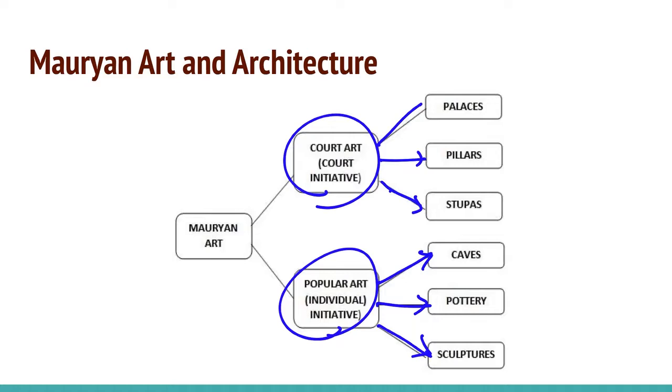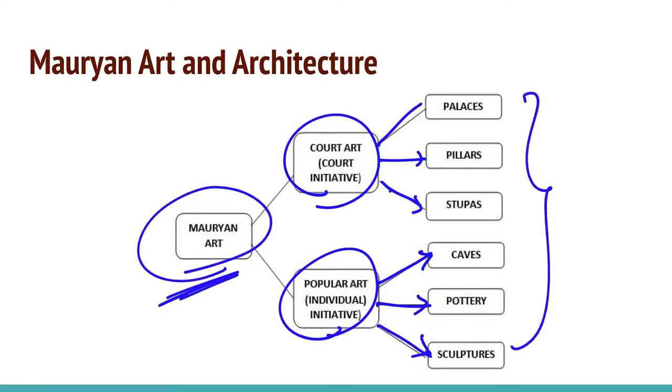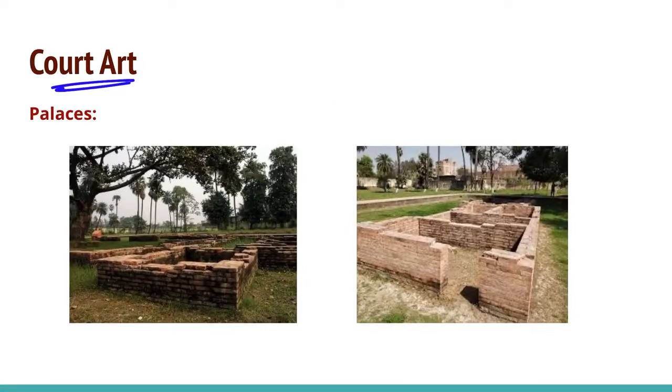Let's discuss in detail this Mauryan art and its classification. Court art. The Mauryan rulers commissioned a large number of architectural works for political as well as religious reasons, and these works are referred to as court art. It includes palaces, pillars and stupas.